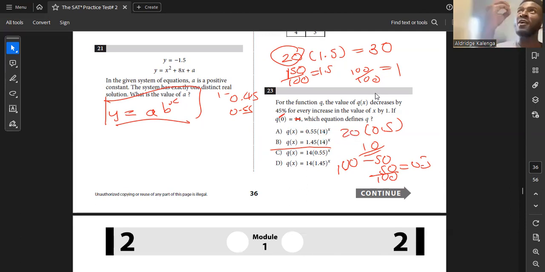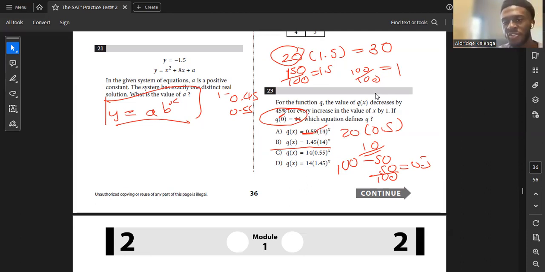Any number to the power 0 is equal to 1. So if I substitute 0 here, this is going to be 1. So it means 1 times 0.55. It means when x is equal to 0, our answer is 55. But no, the question says when x is equal to 0, our answer is to be 14.